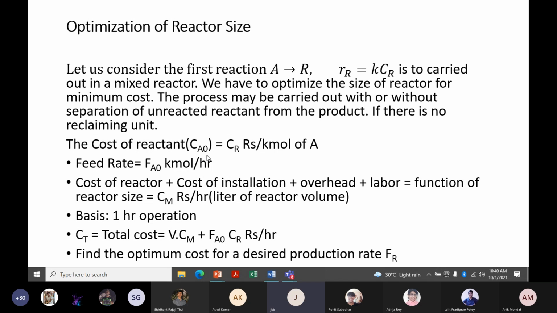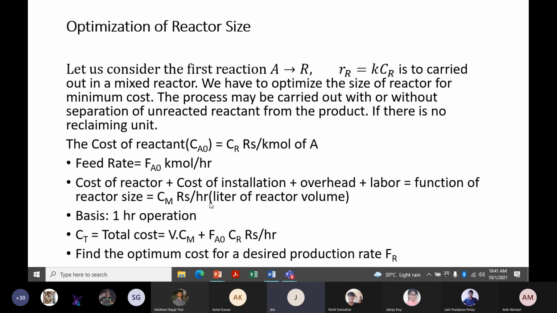Now the cost of the reactant we can assume as CR, rupees per kilomole of A. Feed rate FA0 kilomole per hour. And fixed cost, that is cost of reactor, cost of installation, overhead, these are the fixed costs. And labor cost, this is operating cost. So these costs are directly a function of reactor volume, function of reactor size. So we can write CM in rupees per hour per liter of reactor volume.